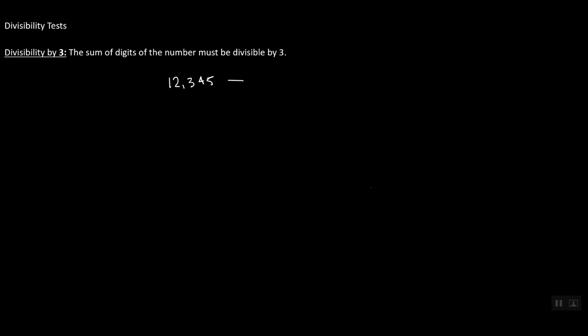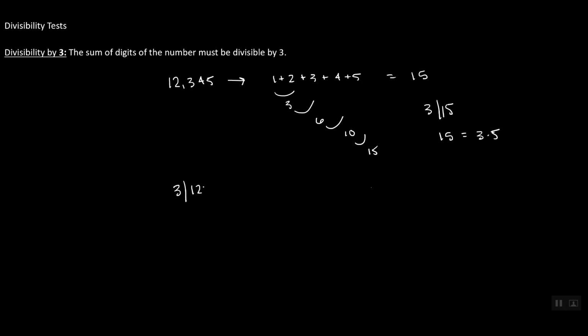So to use this test, we're going to write the sum of all the digits. So 1 plus 2 plus 3 plus 4 plus 5. 1 plus 2 is 3, 3 plus 3 is 6, 6 plus 4 is 10, 10 plus 5 is 15, so we know the sum comes out to be 15. 3 divides 15. We know that because 15 is equal to 3 times 5 with a 0 remainder. Therefore, we know 3 will divide our original number.